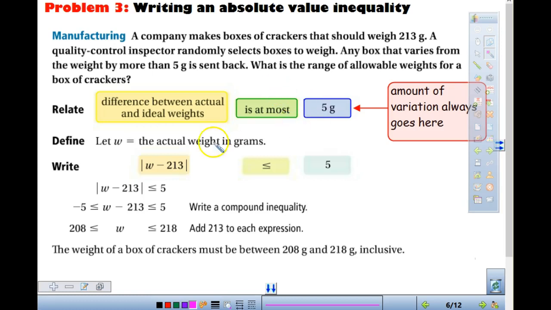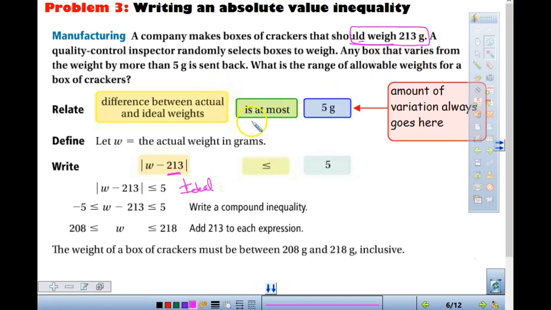All right. So, on your paper, you have a blank right here, right? You have absolute value of W minus what's our ideal weight. So, it is always going to be W minus the ideal, right? So, this is our ideal weight. This is what we're trying to achieve. We want that box of crackers that we're selling to be 213 grams.